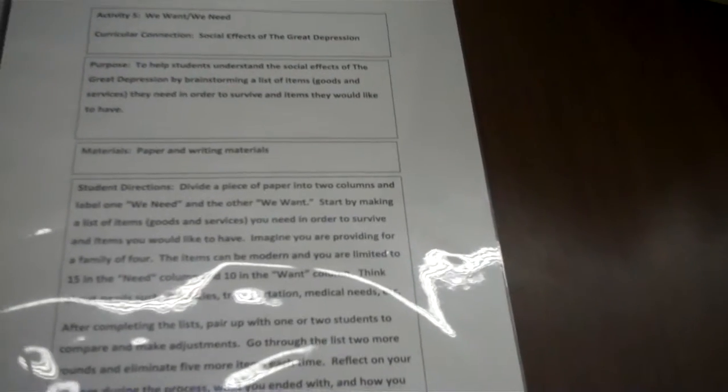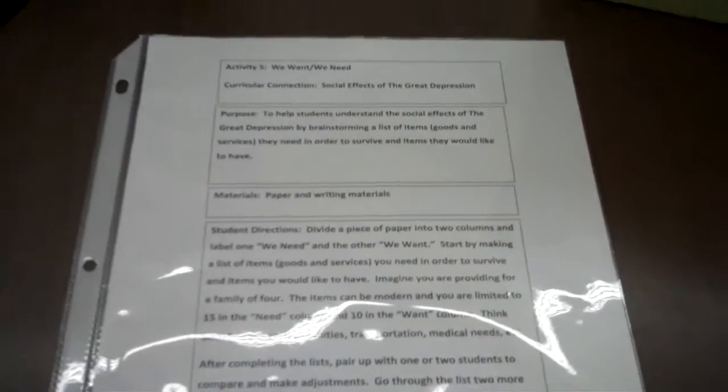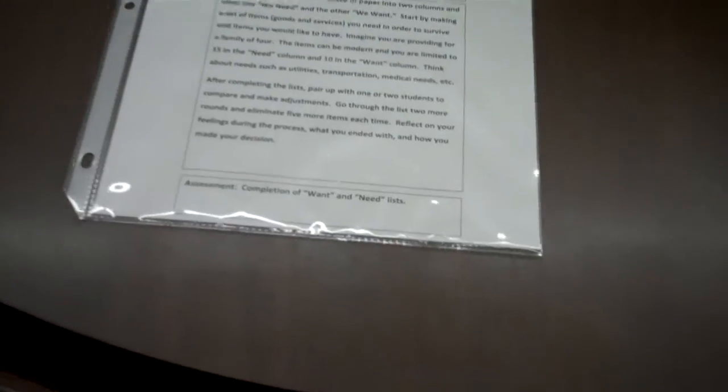After completing the list, they're going to pair up with 1 or 2 students to compare and make adjustments. They're going to go through the list 2 more rounds and eliminate 5 more items each time. And then they're going to reflect on their feelings during the process and what they ended with and how they made their decision. So their assessment on this activity would be the completion of the want and need list.